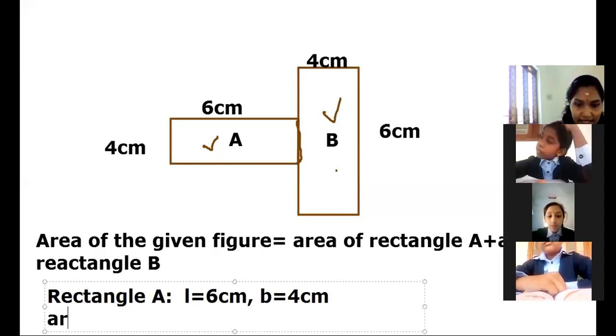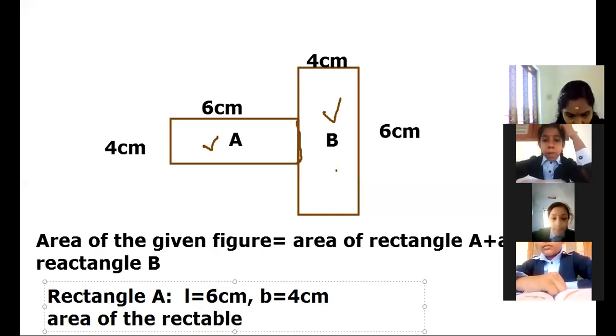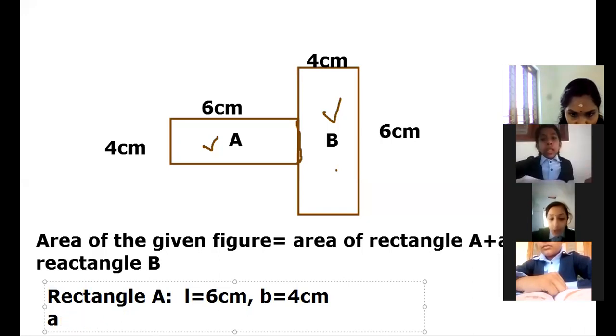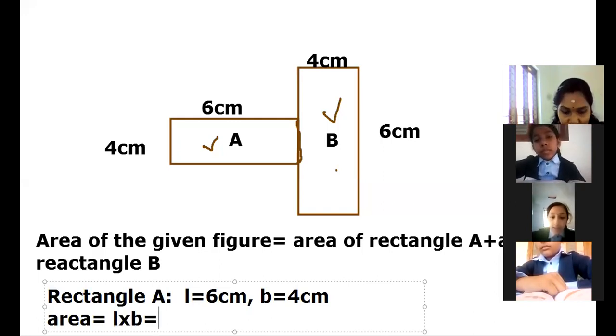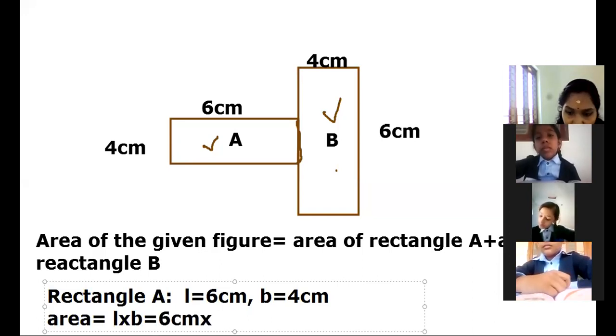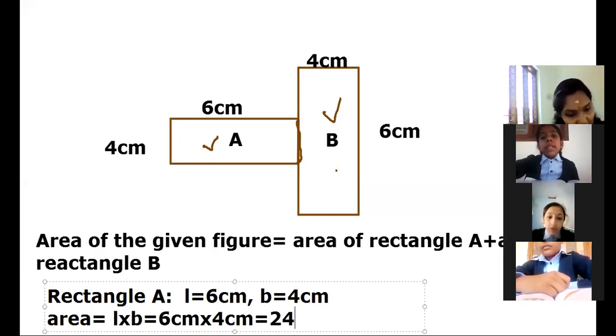Then tell me the area of the rectangle. So what is the area? Area equals L into B. Now substitute the values. L into B. Next, do the substitution. 6 centimeter into 4 centimeter. Yeah. Now, what's the area? 24 square centimeter. Very good. 24 square centimeter is the area of what? Area of?